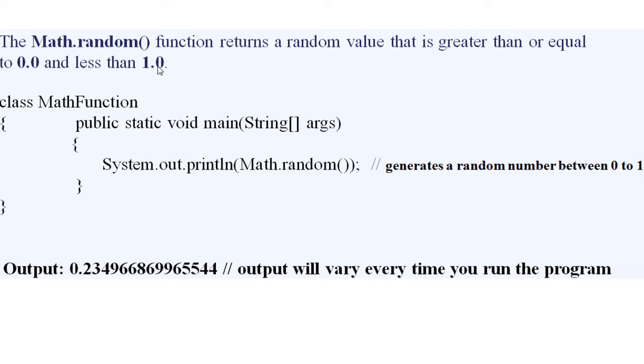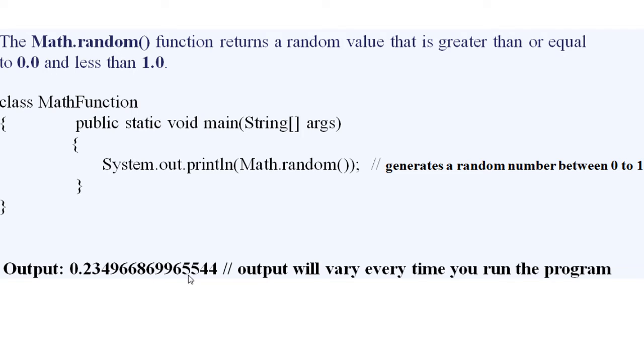Return type is what? Double. So here is a simple function method. That is a class I have, class math function. Here I have a main method and you are just using Math.random, M is capital. So it will generate what? A random number between 0 and 1, of course, in double format, right? So you remember this program, every time you run, you will get a different output.